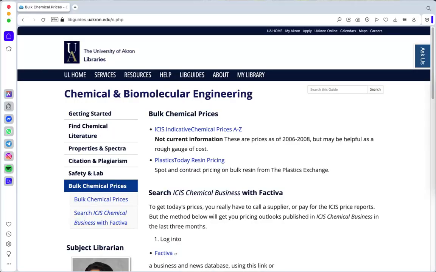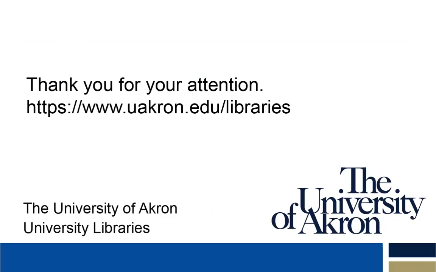The last section of this guide is bulk chemical prices, and this can be very challenging to find. So there is a couple of resources that you can use to find out what bulk chemical prices are. Thank you for your attention.